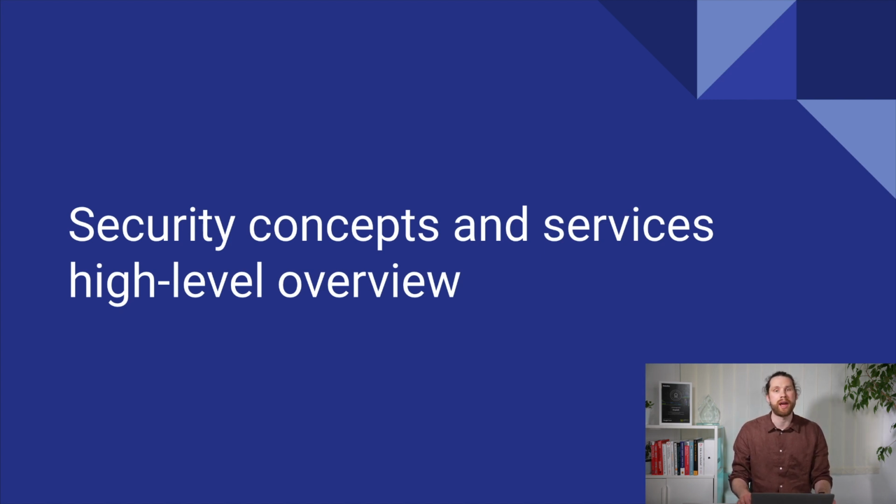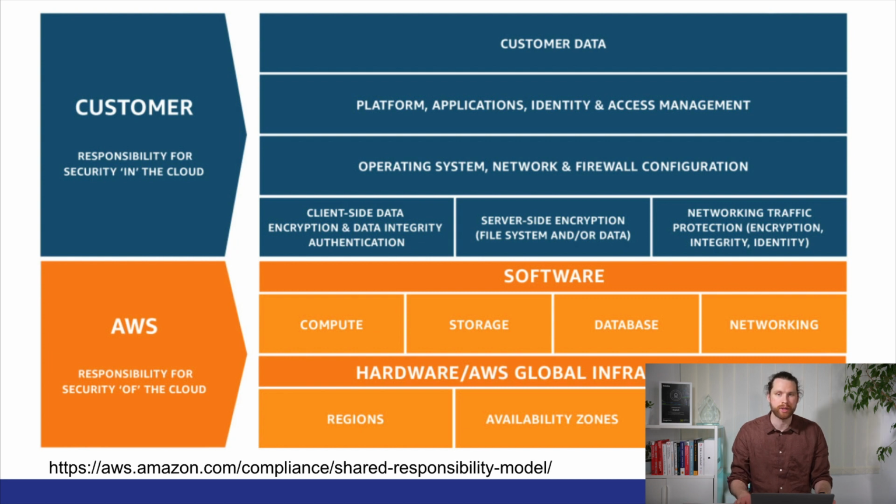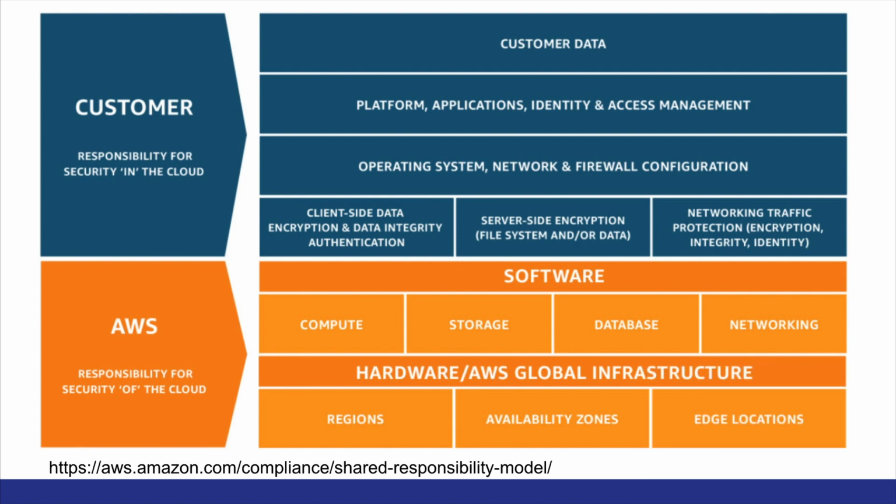So AWS defined an excellent model for this, and this is the shared responsibility model, which means that AWS split up the responsibilities into two parts. One part is on the cloud provider side, like AWS in our case, and we call it responsibility for security of the cloud. And the other part is on the customer side. This is called security in the cloud. So let's check the first one, security of the cloud.